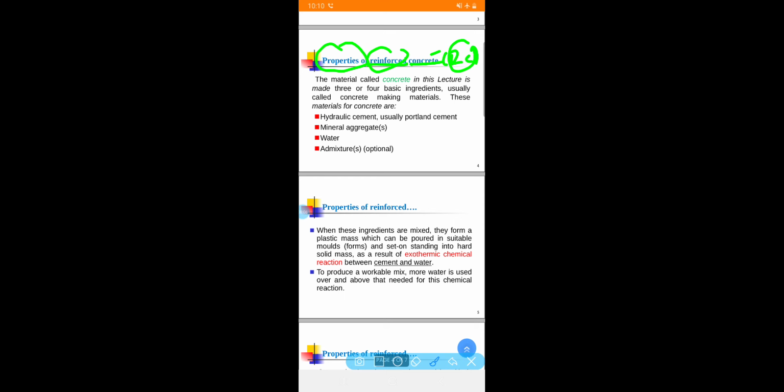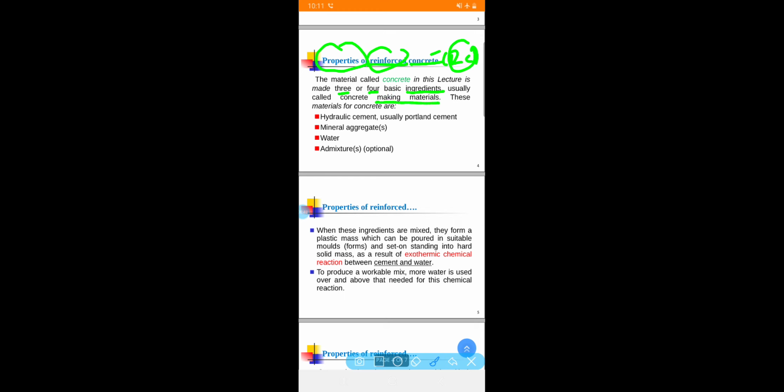The material called concrete in this lecture is made of 3 or 4 basic ingredients. We have already discussed it earlier. It was sand, cement, aggregate, and water. Those are the 4 basic ingredients, usually called concrete making materials.